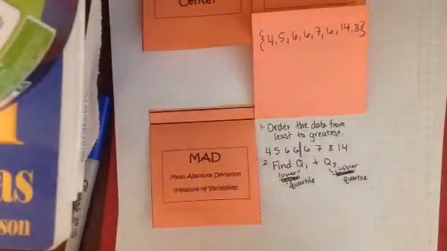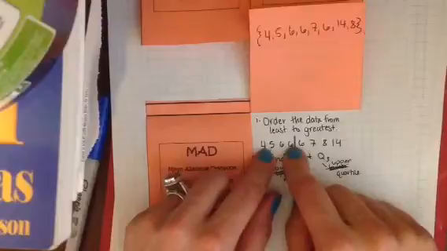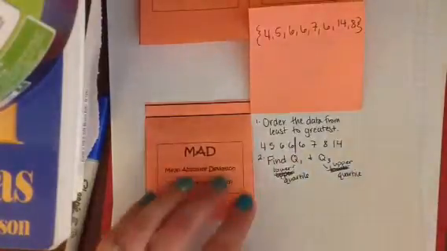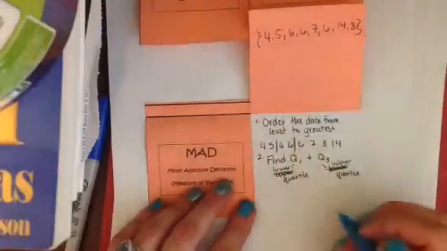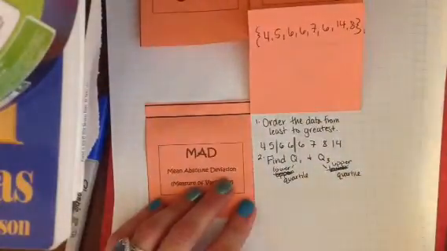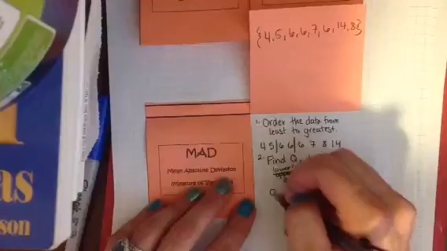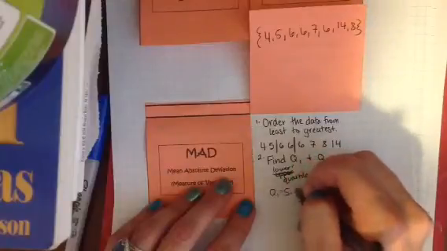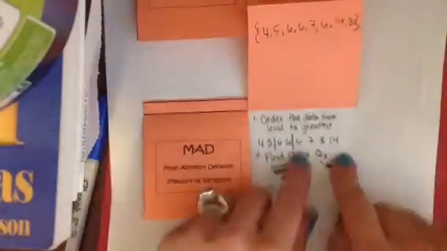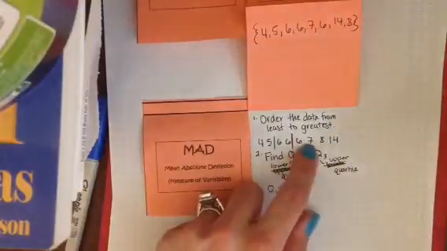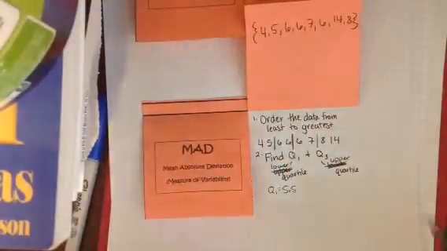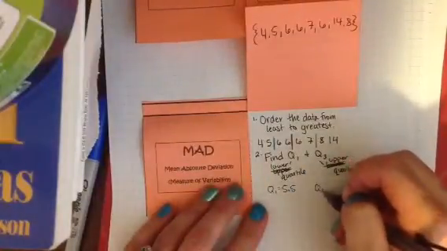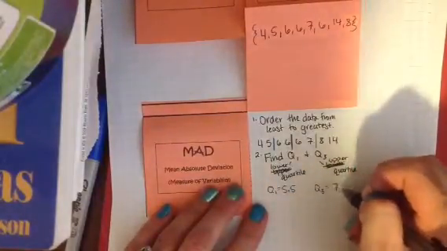Okay, to find our lower quartile, we find the median of the lower half. So that is going to be in between this 5 and 6. We take the average of that. 5 plus 6 is 11. I divide it by 2 and I get 5.5. So Q1 is 5.5. If I do the upper, it's in between 7 and 8, which should get me 7.5. So Q3 is equal to 7.5.